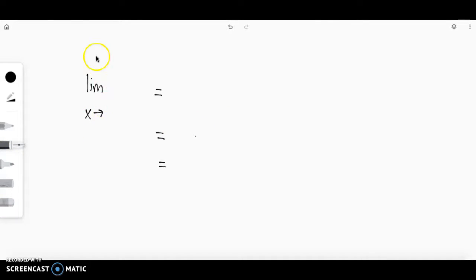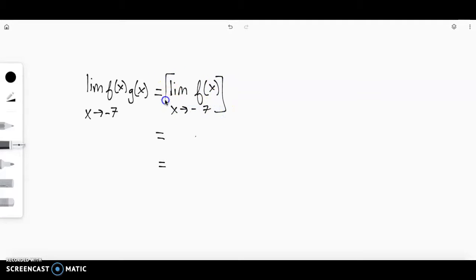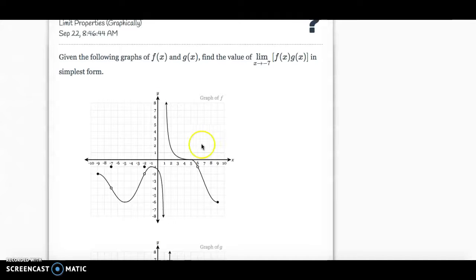So as we approach -7, this time instead of composition of functions, it's f of x times g of x. Our properties of limits say that I can find the limit of f of x as x approaches -7, and then multiply whatever number I get by the limit of g of x as x approaches -7. I'm just going to find the limits separately and then multiply them together, as long as they both exist. So we just have to find them from both graphs.